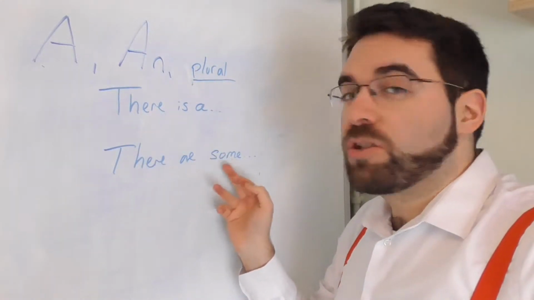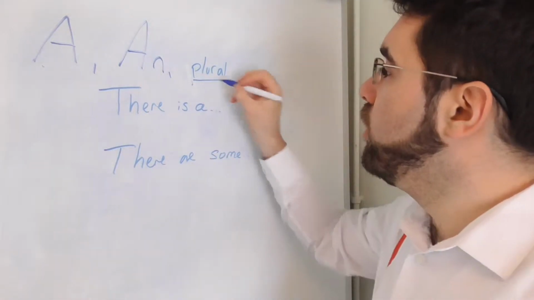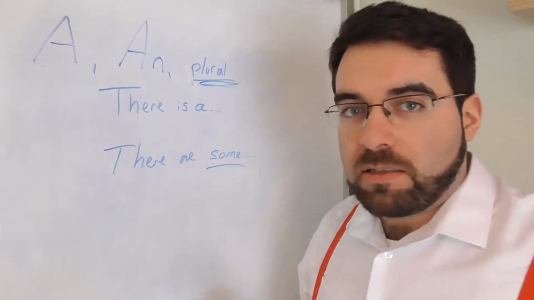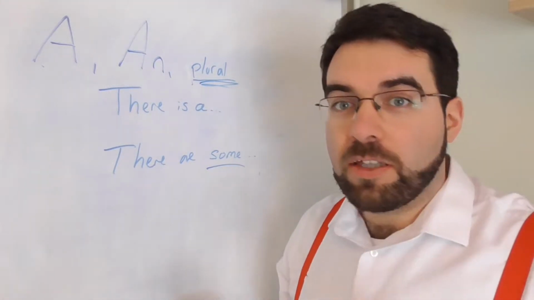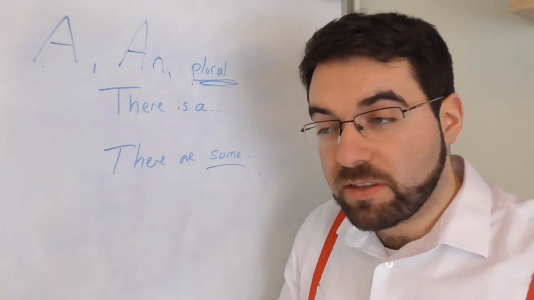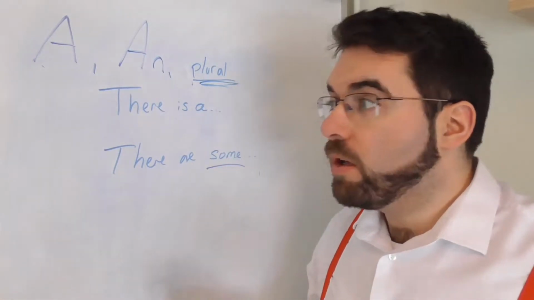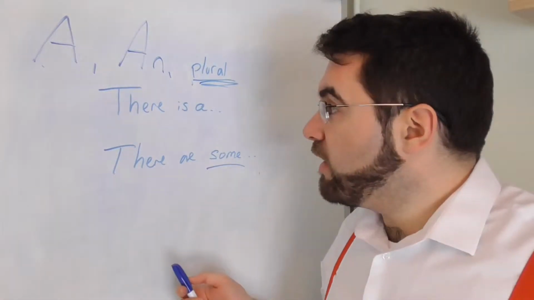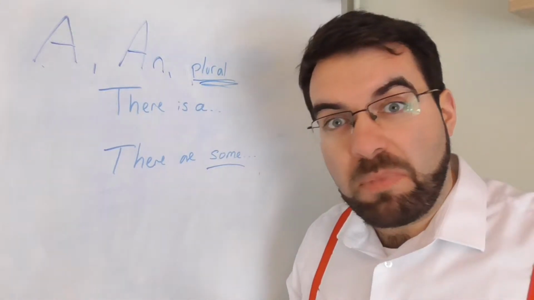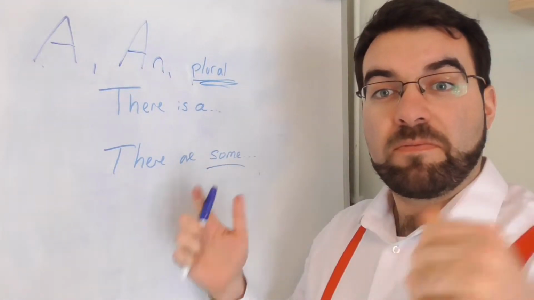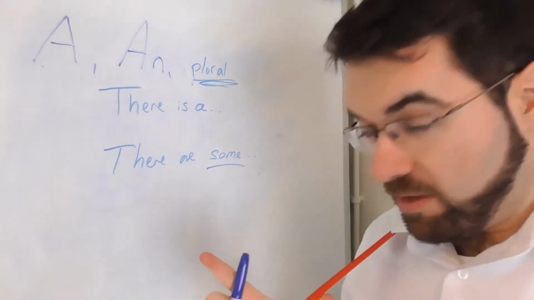But there are some. So suddenly we've got the plural. There are some cats. There are some hats. There are some mats. We don't know how many, don't know which ones. Not much detail, but we know there are some things. There is a pen. Here is a suspender. No detail, just here's a suspender.